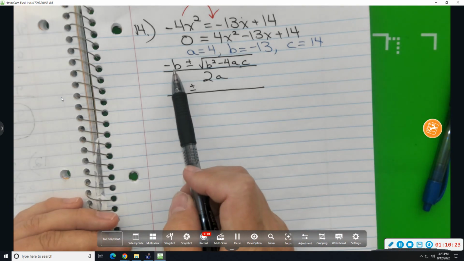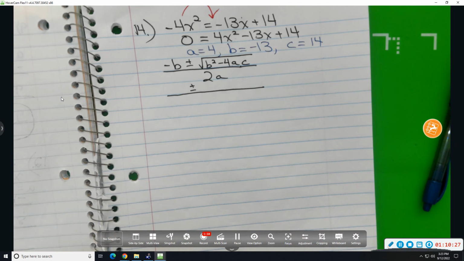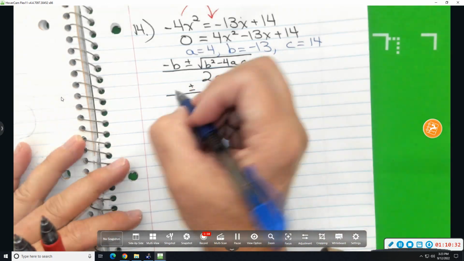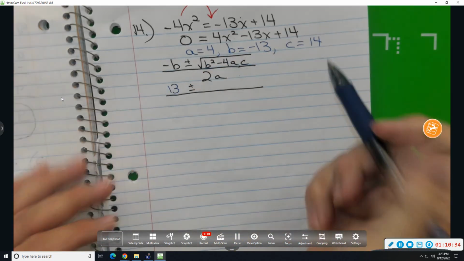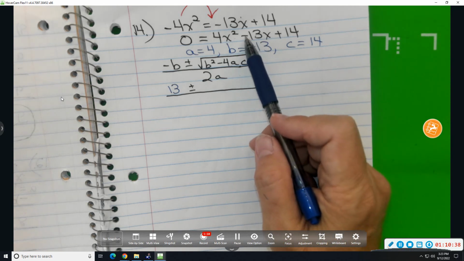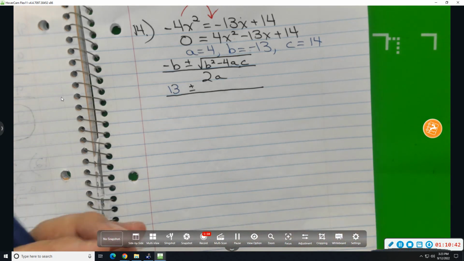The opposite of B, the opposite of negative 13 is 13. It seems like every one of these examples has given us a negative B value. That's just a coincidence that B seems to be negative all the time. It can be positive or negative.